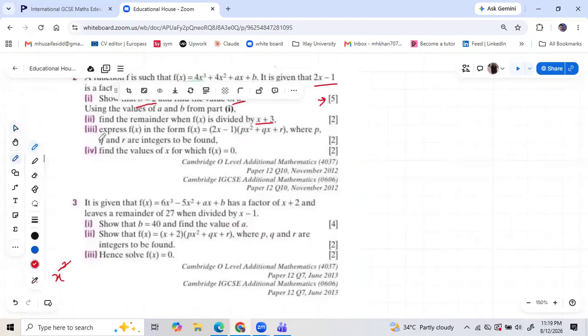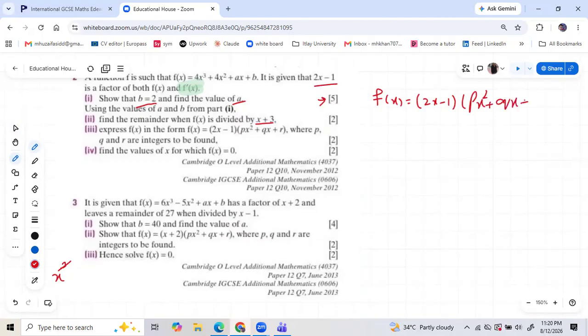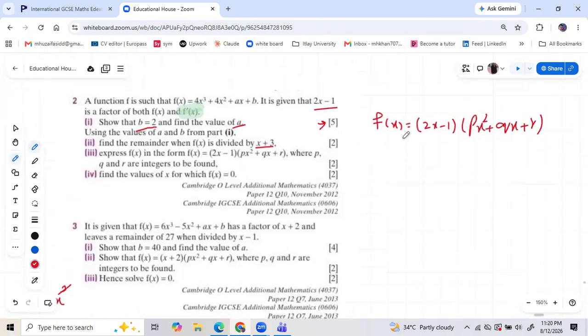Then we are working this one. Express f of x in the form of 2x minus 1. So our f of x is equal to what? This is 2x minus 1, this is p of x square plus q of x plus r, where p, q, and r are the integers to be found. And how we can solve it.